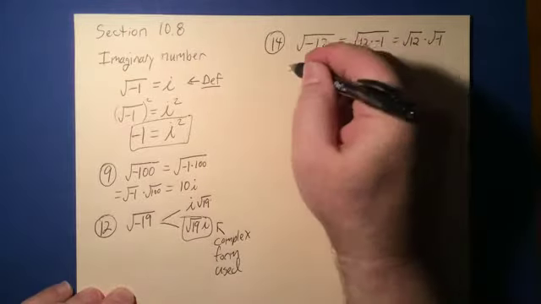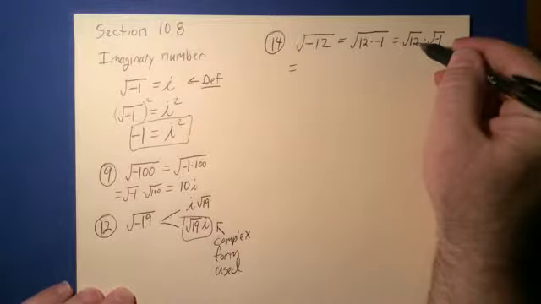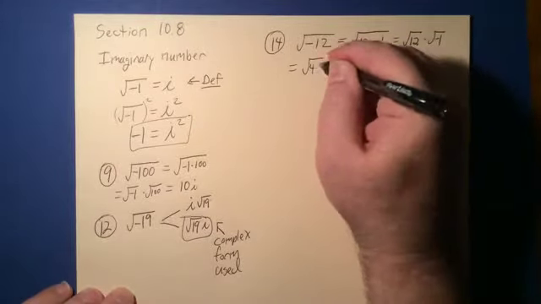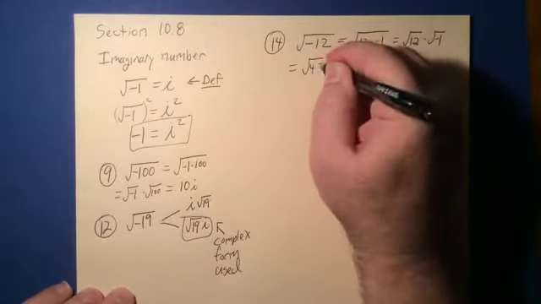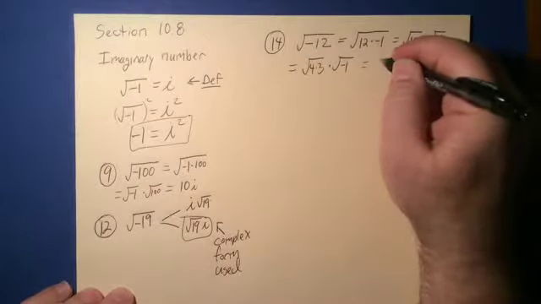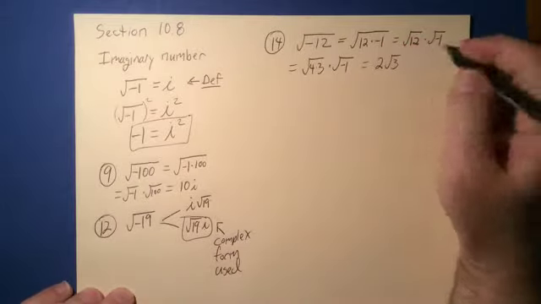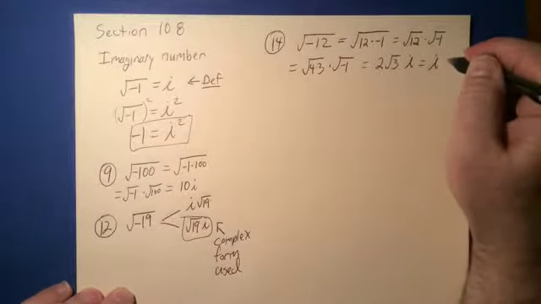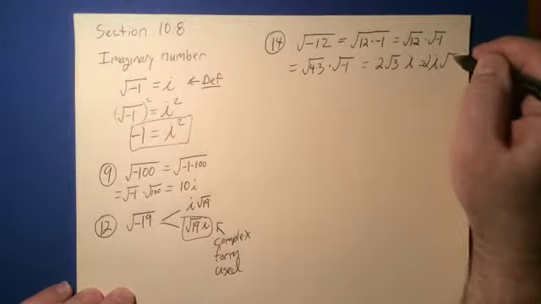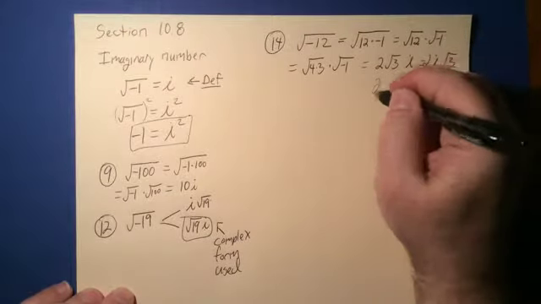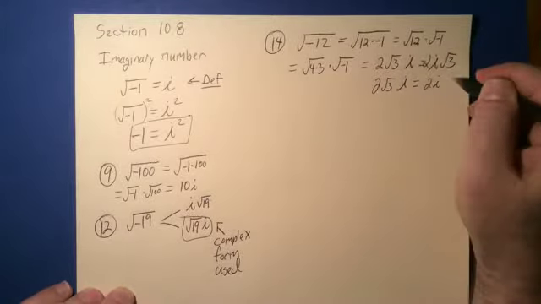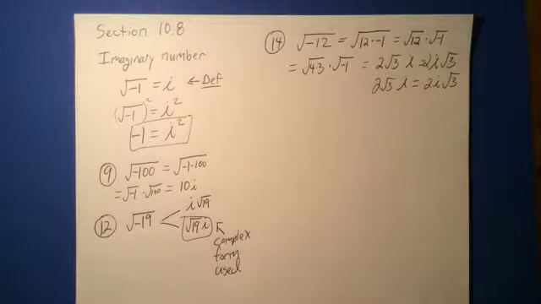Well, after that, I could take the radical 12, which is going to be radical 4 times 3, times radical negative 1. And I know the 4 is going to come out as a 2. So this is going to come out to be 2 radical 3, and then I can put the i up front. You can also write this as 2i radical 3. So there's two ways to write this: you can write this as 2 radical 3 i, or you can write this as 2i radical 3.